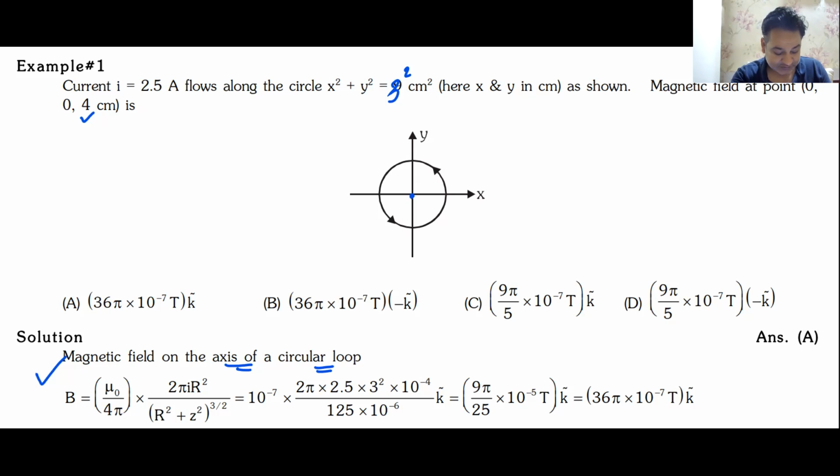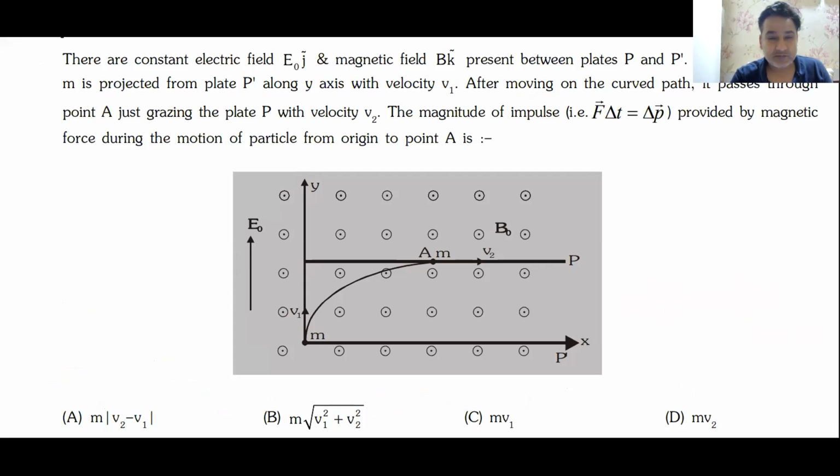And here comes a question again. Looking at the question, it's a single option correct type question, which is not my favorite because they are very simple. Anyways, remember the most difficult questions are multiple choice, and this is a single option correct. There are constant electric field E naught j and magnetic field B present between two plates. We have done this question before, right?